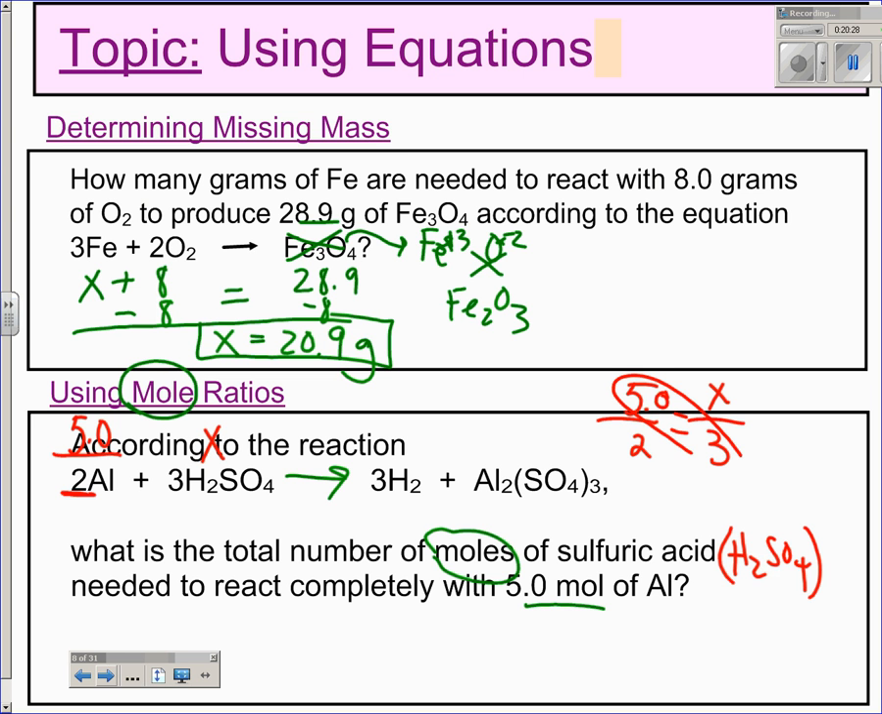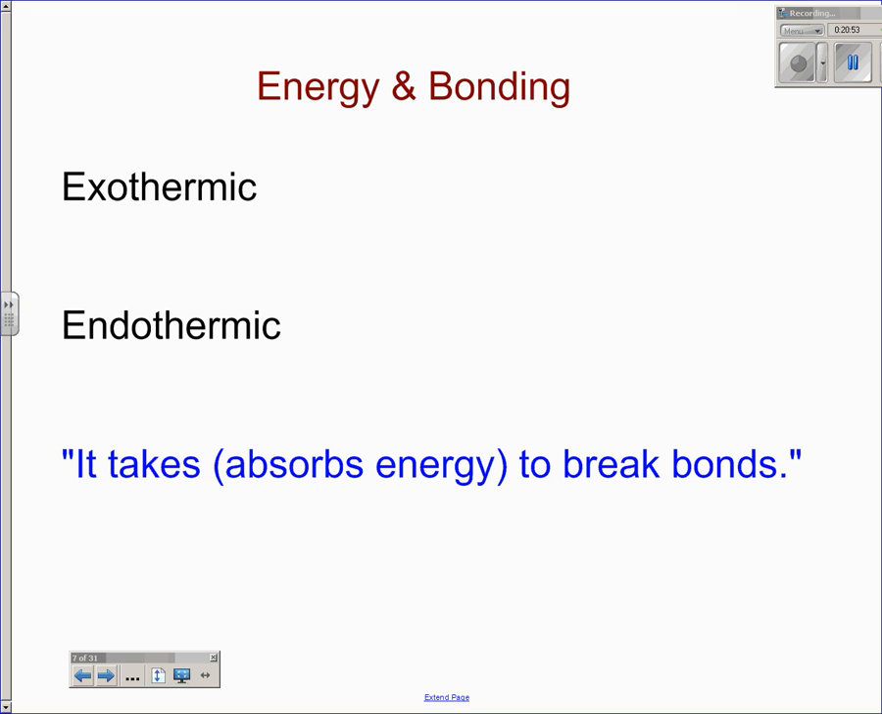Anytime we have an equal sign, we cross multiply. We get 2x equals 15. We get x equals 7.5 moles. Notice the difference in the mass problems and in the mole problem. Remember the mole ratio: if you're looking for the mole ratio of the substances in the balanced equation, you're looking at the coefficients.